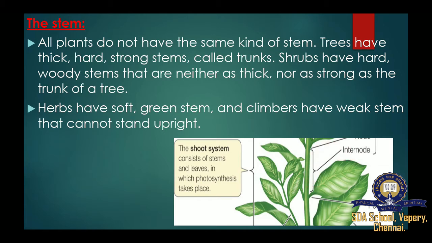Trees have thick, hard, strong stems called trunks. Shrubs have hard, woody stems that are neither as thick nor as strong as the trunk of the trees. Herbs have a soft green stem and climbers have a weak stem that cannot stand upright. Shrubs. These are of relatively lower height and are woody plants. Their height can vary from 1 to 4 meters. They typically branch at or near the base and do not have a main trunk. Example, rose, that are mostly perennial.